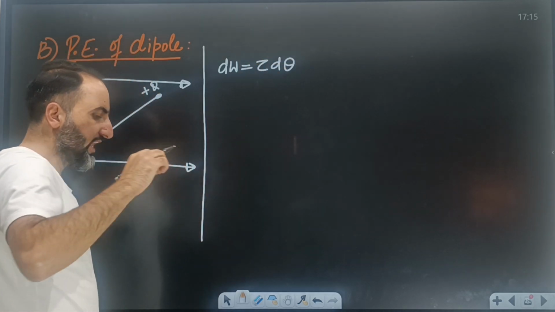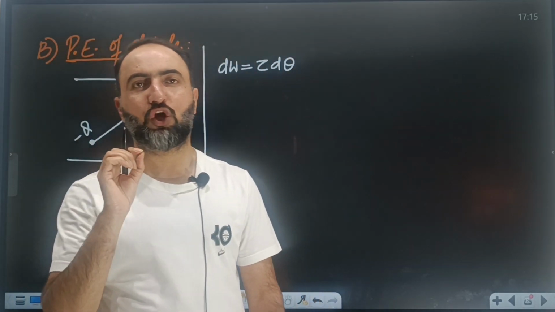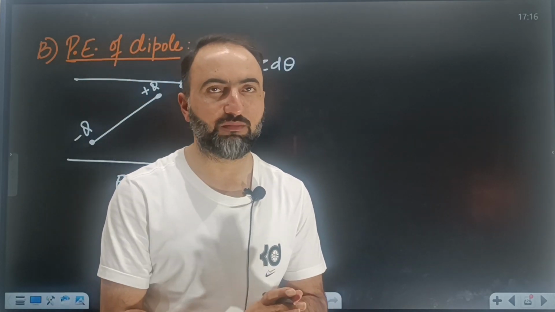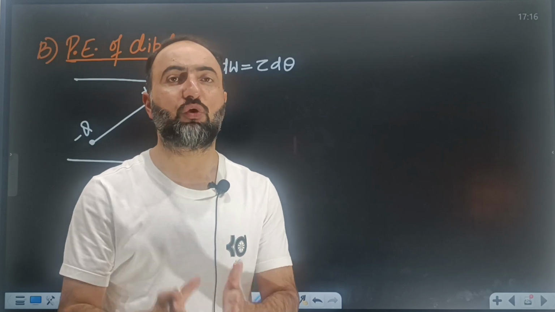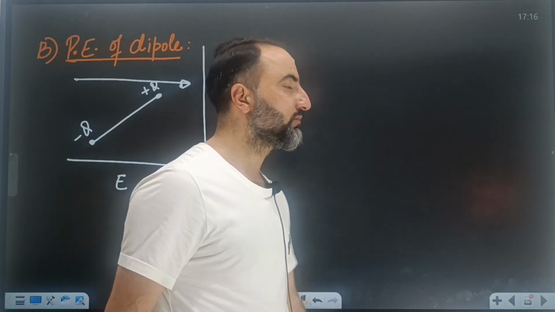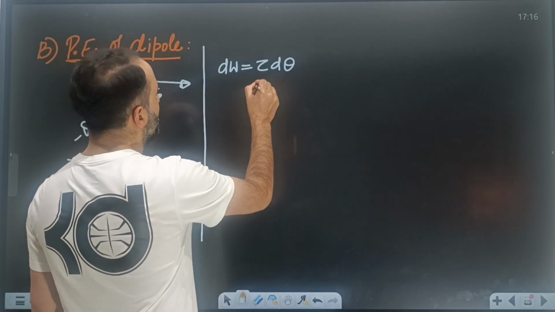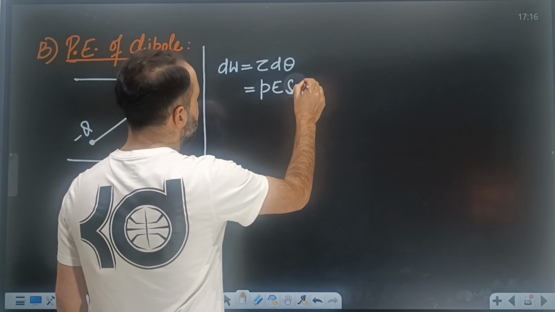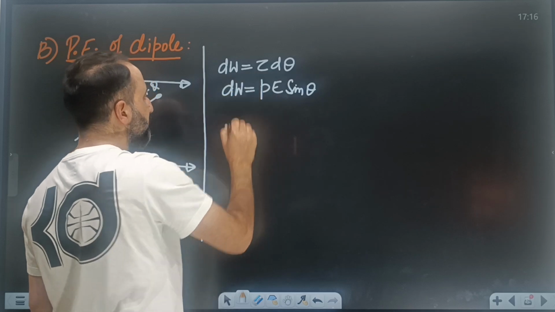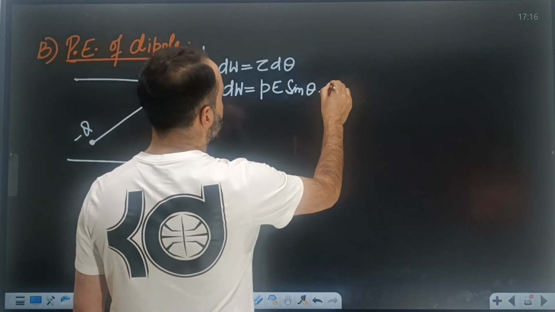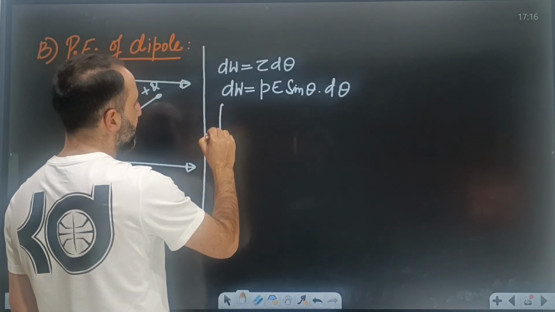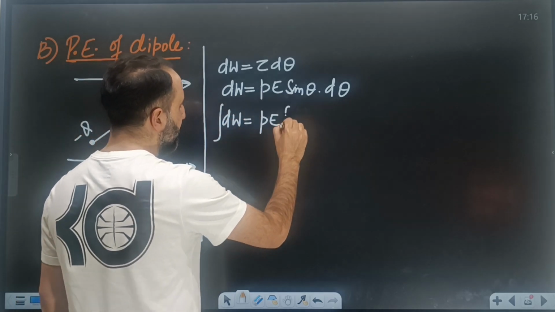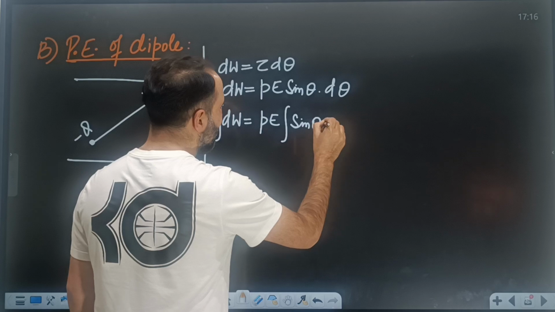ये इक्वेशन मैंने आपको पढ़ाई है बेटा, या ये आपने ऑलरेडी पढ़ी होगी in rotational mechanics. ठीक है? In translational motion, work done is force into displacement, and in rotational mechanics, the work done is torque into angular displacement. All right. So this is dW. And ये torque किसके बराबर है? It's equal to pE sin theta. Now if I am interested in calculating the net work done, what I do is that I integrate both sides. So integration of dW is equal to pE integration of sin theta d theta.